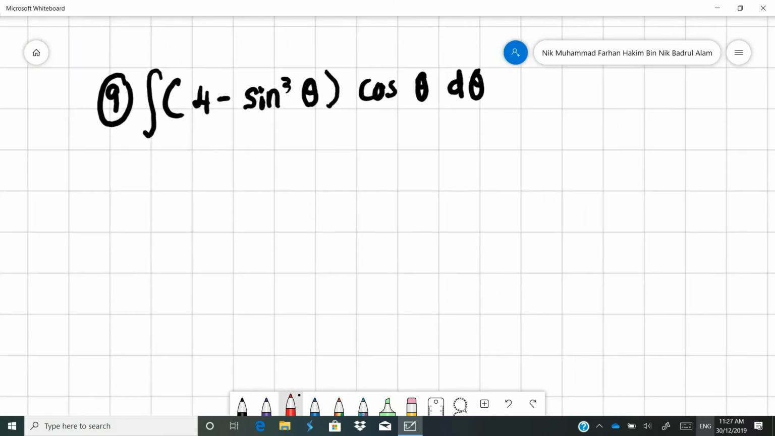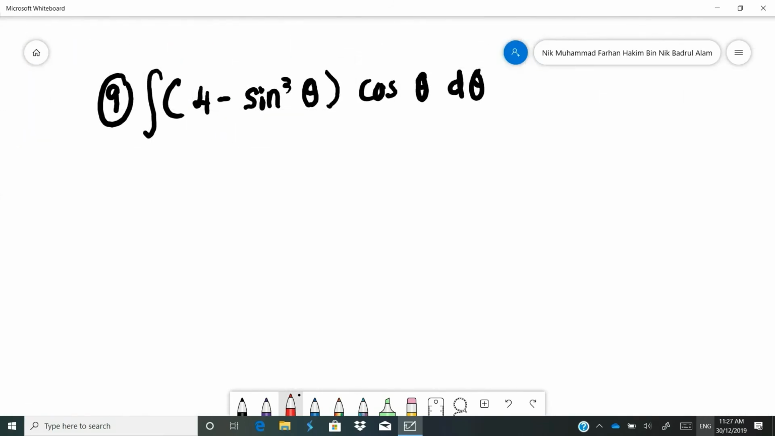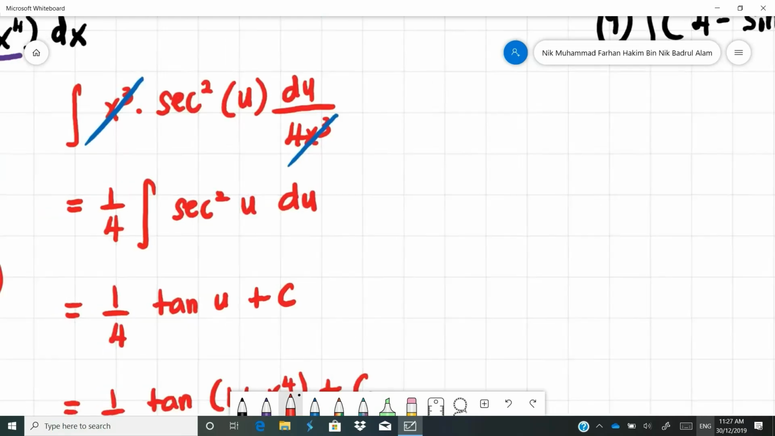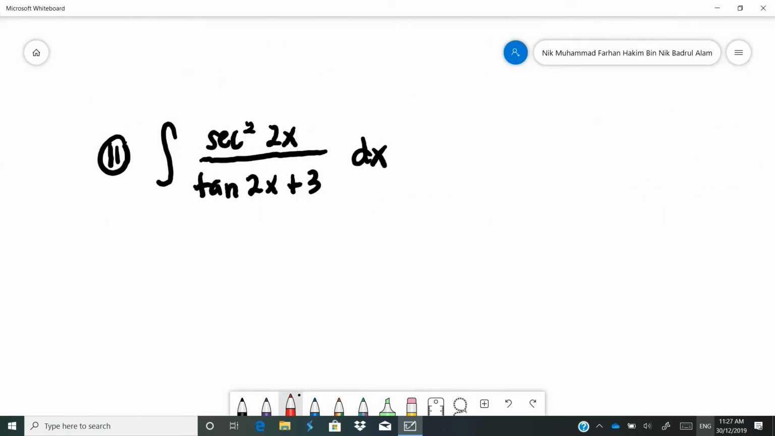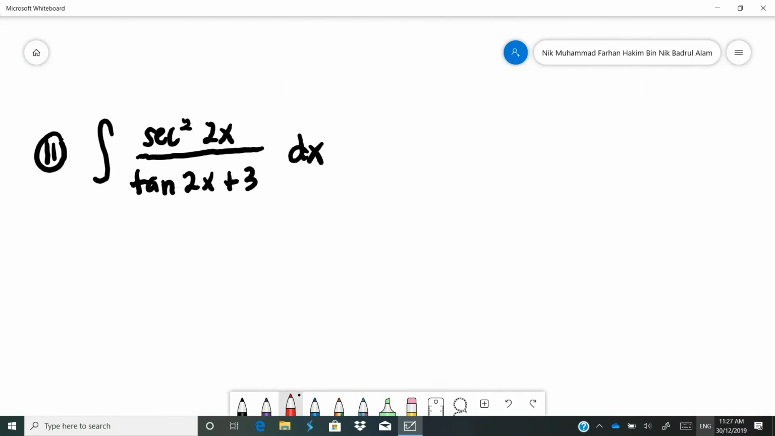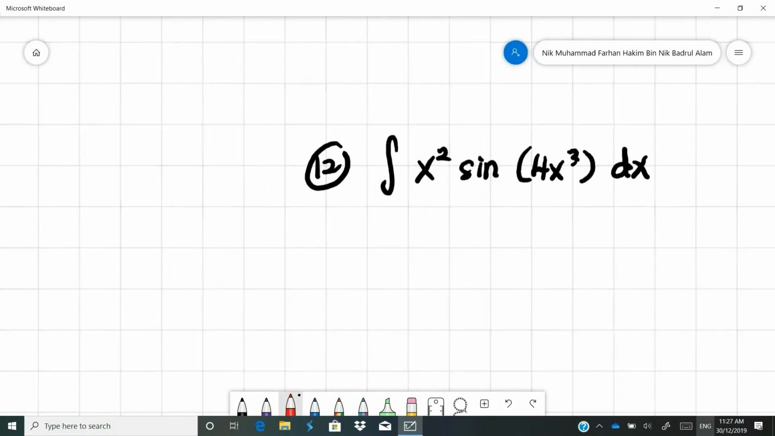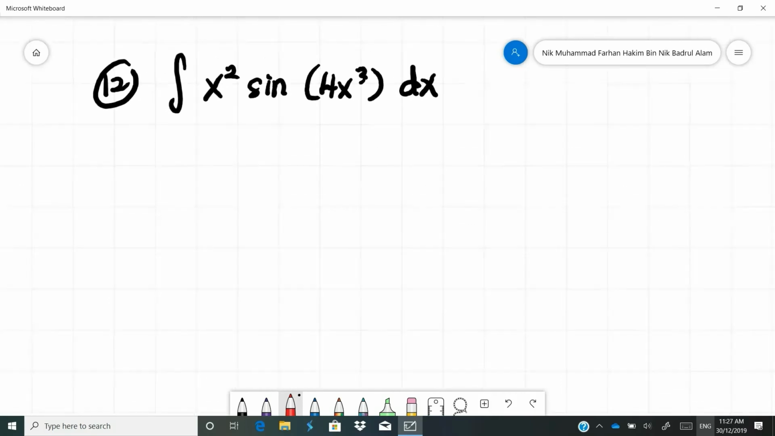So let's see the next example. I'm not going to go through this one because I think I have discussed this kind of example. So let's move on to the next one. I think this one is also almost the same because we try to differentiate tangent 2x plus 3, it becomes secant square and we can cancel secant square. Alright, this one is quite interesting.